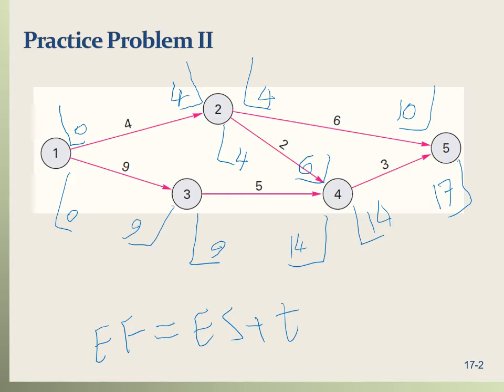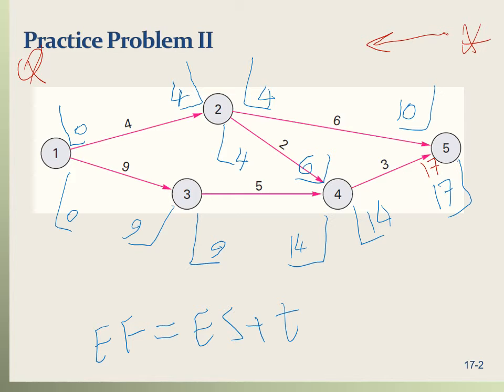And let's compute the latest start and late finish. For latest start and late finish, we start from the end and move backward until we get to the beginning point. So let's start with activity 4 to 5, for example. For activity 4 to 5, the late finish is equal to the early finish. The early finish is 17, so the late finish should also be 17 because we do not want to delay the project.